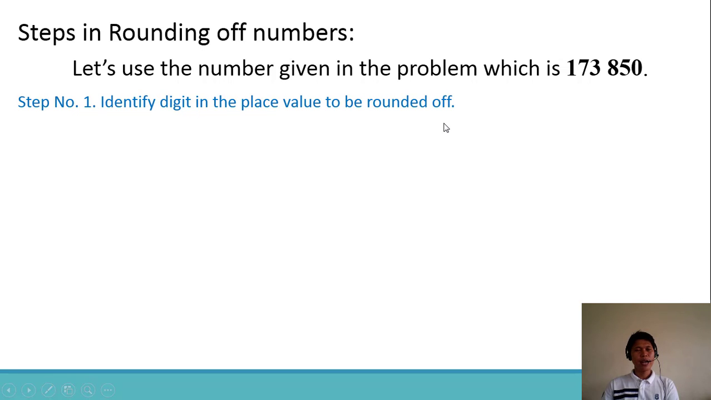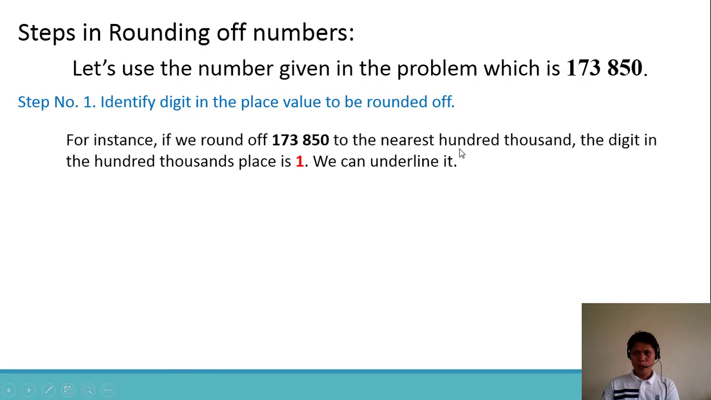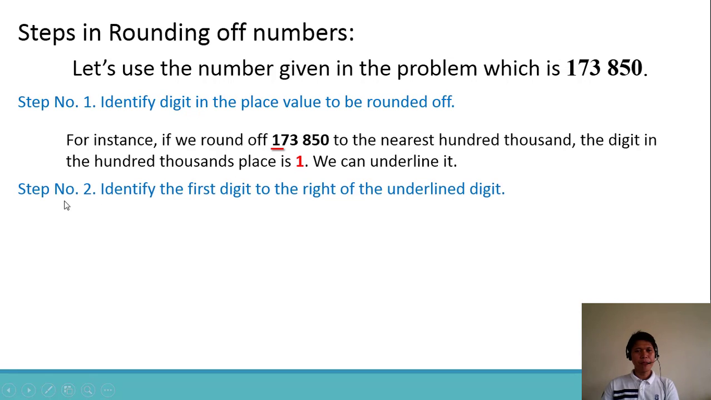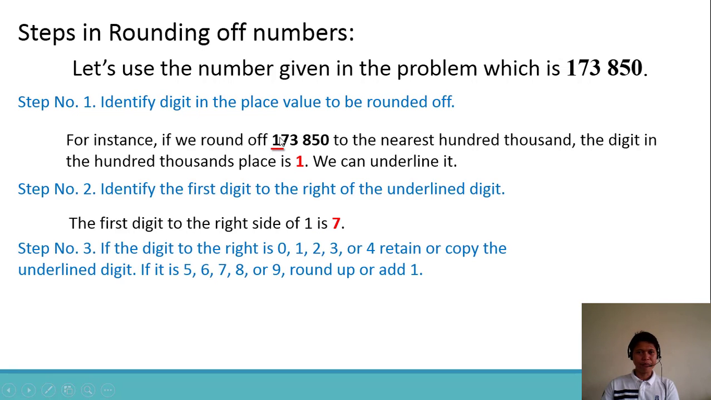Since the problem requires an answer expressed in 100,000, we are going to identify the number in the 100,000s place. For instance, if you round off 173,850 to the nearest 100,000, the digit in the 100,000s place is 1, because it is ones, tens, hundreds, thousands, 10,000s, and 100,000s. So this is the 100,000s place. We are going to underline it. Next, step number 2. Identify the first digit to the right of the underlined digit. So the first digit to the right of 1, which is the underlined digit, is 7.